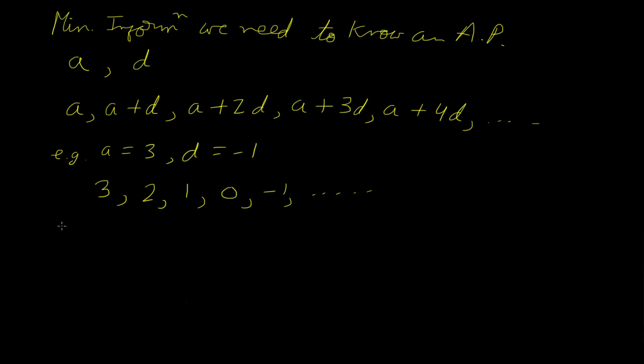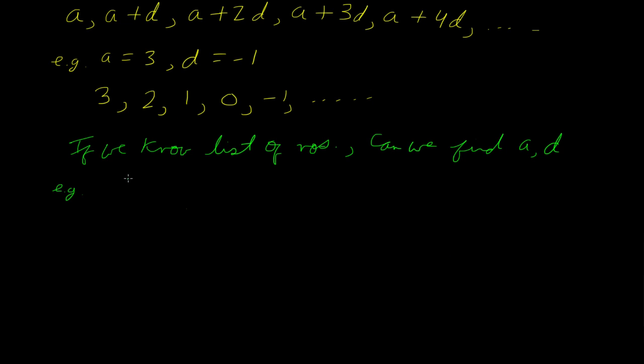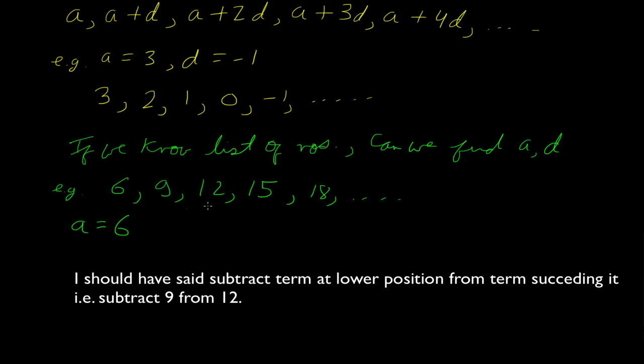Now, what about the other way around? If we know the list of numbers, can we find the first term and common difference? For example, if we have a list of numbers like 6, 9, 12, 15, 18, and so on. Yes, our first term will directly be the first number, A is 6. Now, in order to find the common difference, we can take any two consecutive numbers and subtract the number at the lower position from the one following it.